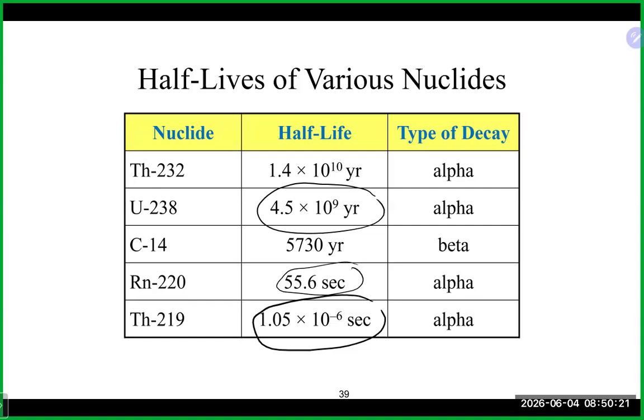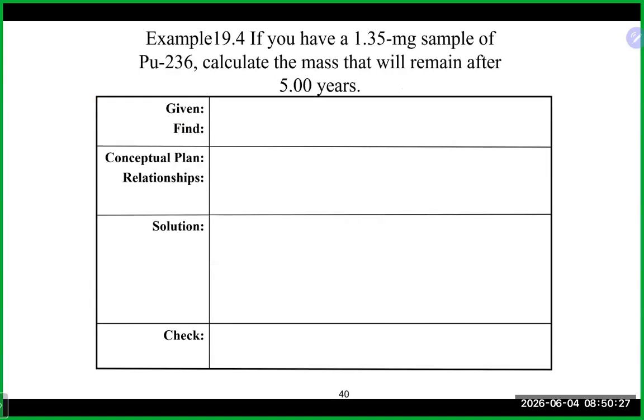If you need to follow the radioactivity for a long period of time, you would want something with a little bit longer of a half life than something that's much shorter. All right, so let's take a look at one here. If you have 1.35 milligrams of plutonium 236, how much will remain after 5 years? And we'll give you the half life, which is 2.86 years. So why don't you take a few moments and calculate what you should have left?